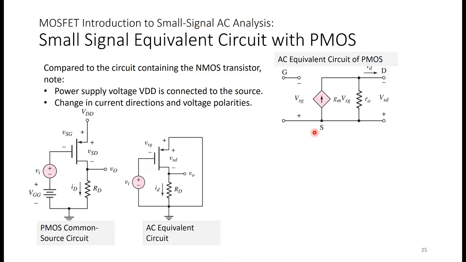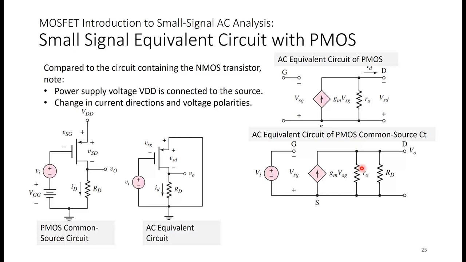The AC equivalent circuit still has the PMOS, so if we convert it with the low frequency model, the PMOS becomes just as in the NMOS, but the polarity changes from VGS to VSG, and the arrow of the dependent current source goes up, and Rout is still Rout. The top here is just for the transistor. The bottom one is for the PMOS in the common source circuit. It has RD, the drain resistance, and includes Vin, the AC input signal shown in phasor form. It's the same thing as in NMOS.